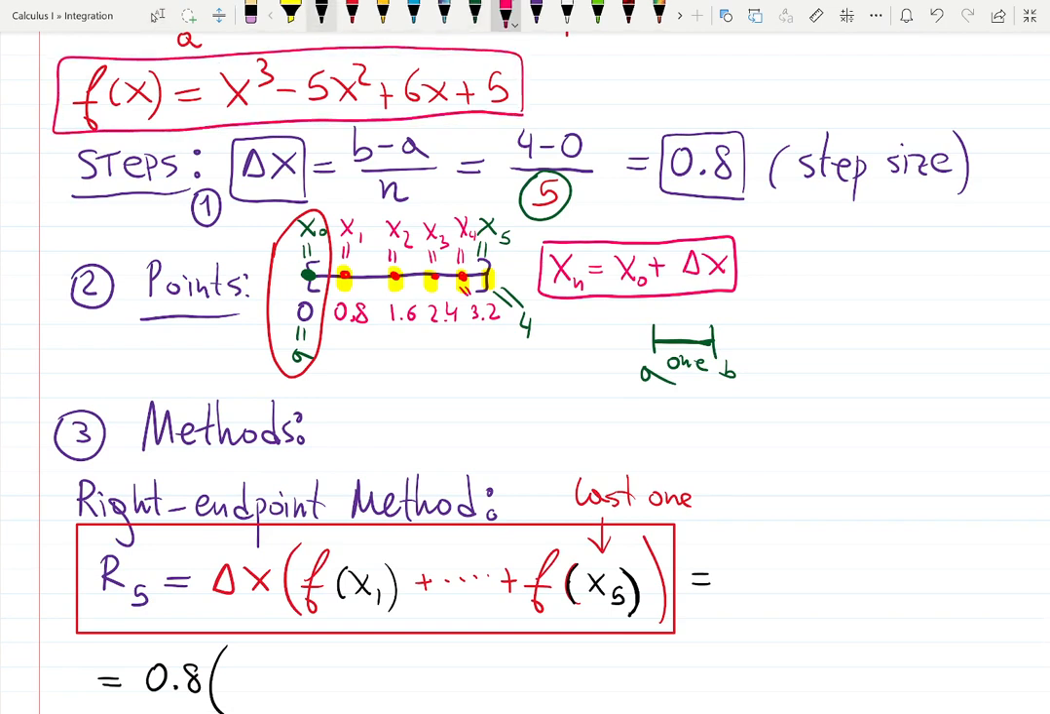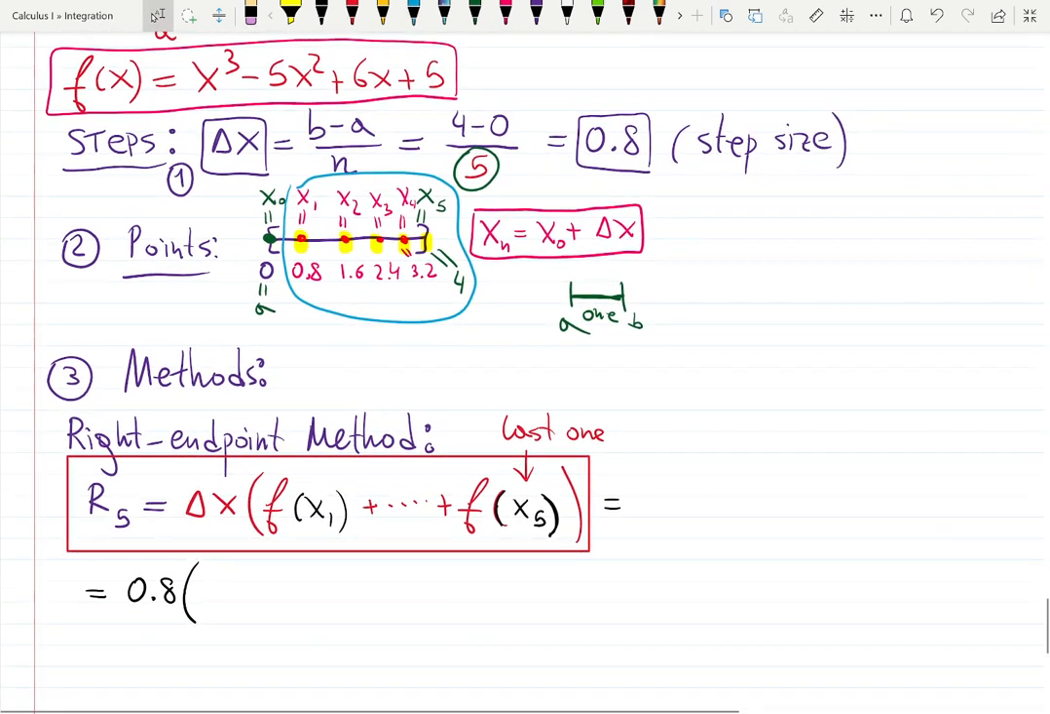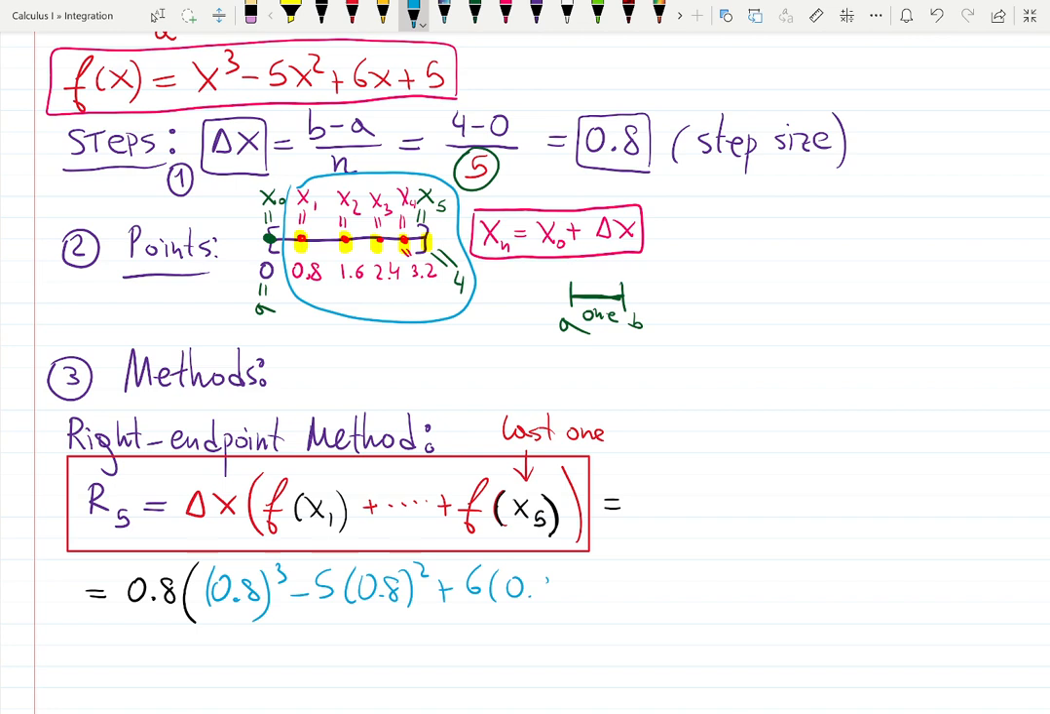It's a cubic function, and you plug in the first point. And the first point is not starting with a. It goes like this. So 0.8 we plug into the cubic function. So it's going to be 0.8 cubed minus 5 times 0.8 squared plus 6 times 0.8 plus 5. And that's only the first number. And then plus. And then guess what you plug in now? Can you tell me? Correct. 1.6 cubed minus 5.